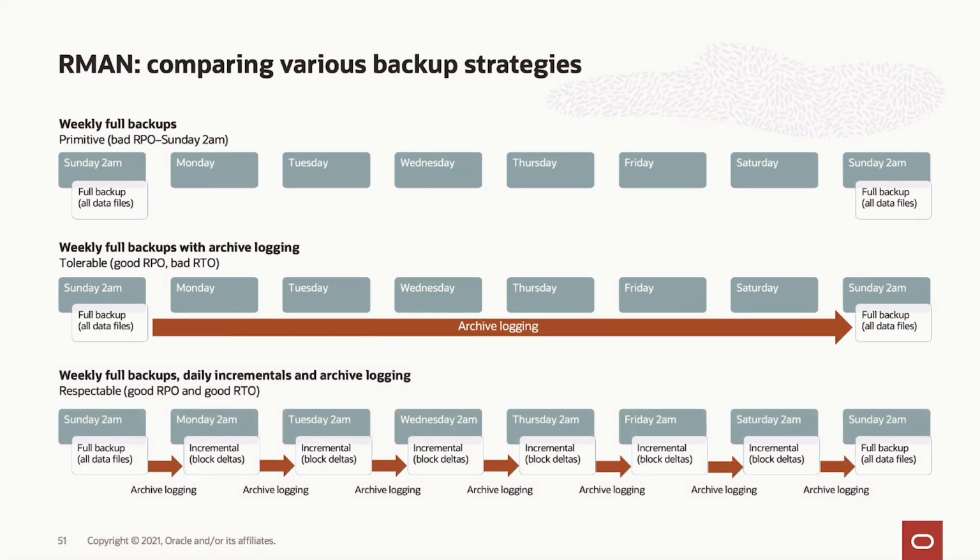An established best practice with RMAN-based database backups is shown here. We have periodic full backups with regular, incremental backups taken at intervals in between. A typical model is to take weekly full backups, perhaps Sunday at 2 a.m., and then daily incrementals, perhaps taken at 2 a.m. on every other day of the week. Archive logging is also enabled. This is indeed a very respectable strategy.